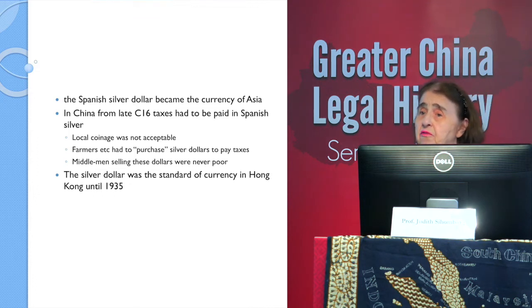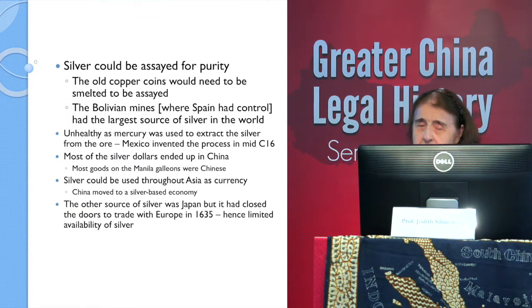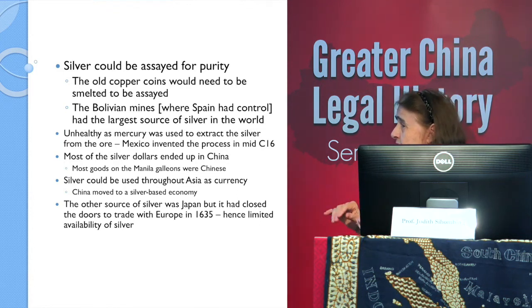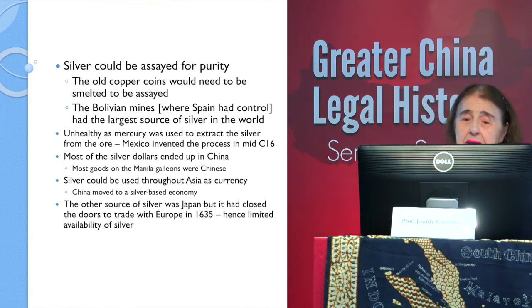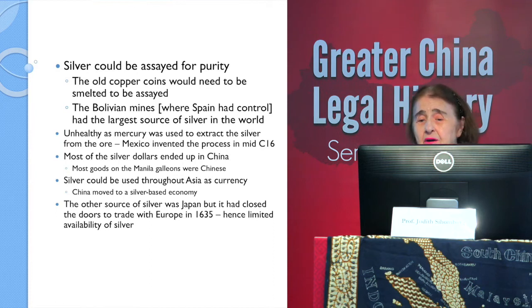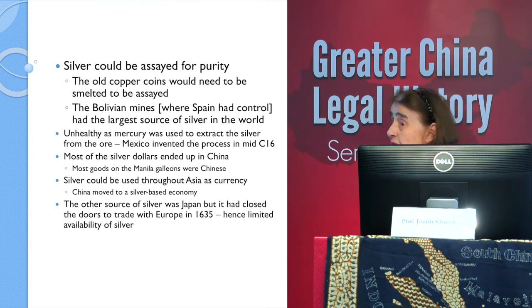Silver could be assayed for purity, could be measured and tested. Copper coins could only be tested for purity after you'd melted them, and they lost a lot of their value, just a blob of what have you. The Bolivian mines were under Spanish control, and they had the largest source of silver in the world. Most silver dollars ended up in China, because most of the goods on the Manila galleon were Chinese.